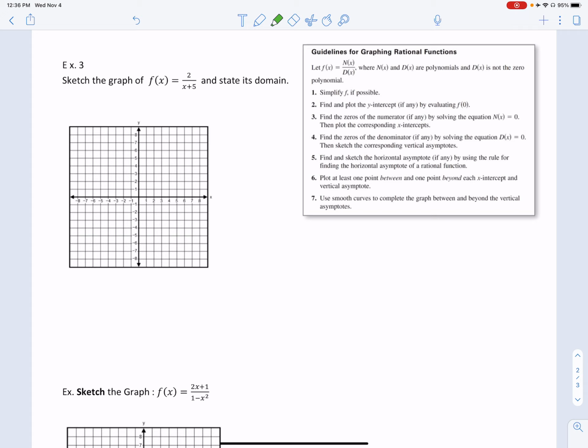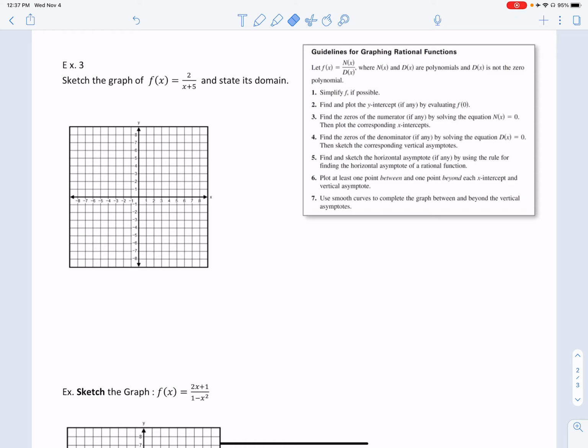And so some guidelines are in here for graphing. One, simplify the rational expression if possible. Two, find and plot the y-intercept by evaluating f of 0. Three, find the zeros of the numerator. Plot those x-intercepts. Four, find the zeros of the denominator and sketch the corresponding vertical asymptotes. Five, find and sketch horizontal asymptotes by using the rules that we did in the last section example. And then plot at least 1 point between and 1 point beyond each x-intercept and vertical asymptote.